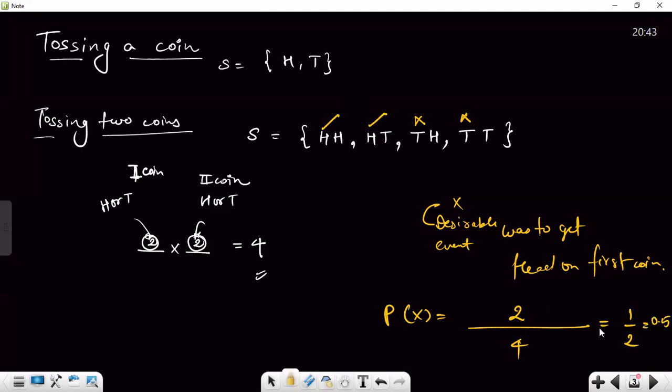Is that clear, everyone, that how probability is calculated? Yes, sir.